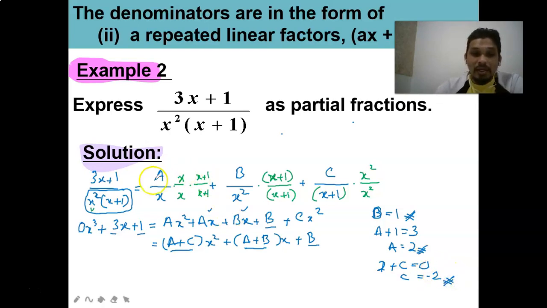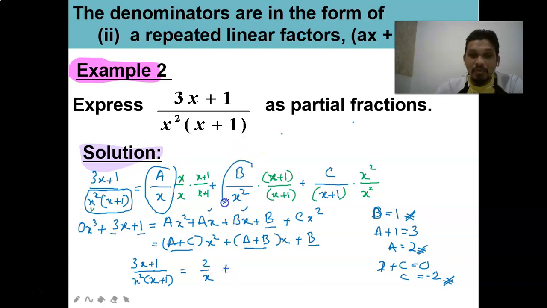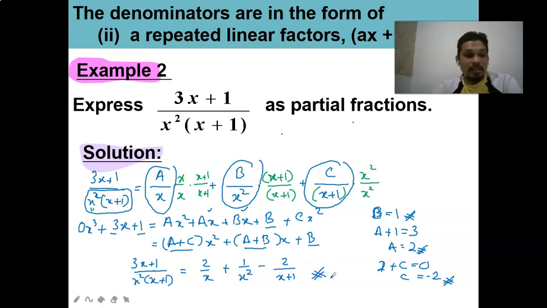Okay, now let's rewrite all this again. (3x + 1)/(x²(x + 1)) equals A/x, where A equals 2, plus B/x², the blue one here, where B equals 1, so 1 over x². And C/(x + 1), where C equals negative 2, so minus 2 divided by (x + 1). Good. Okay, next.